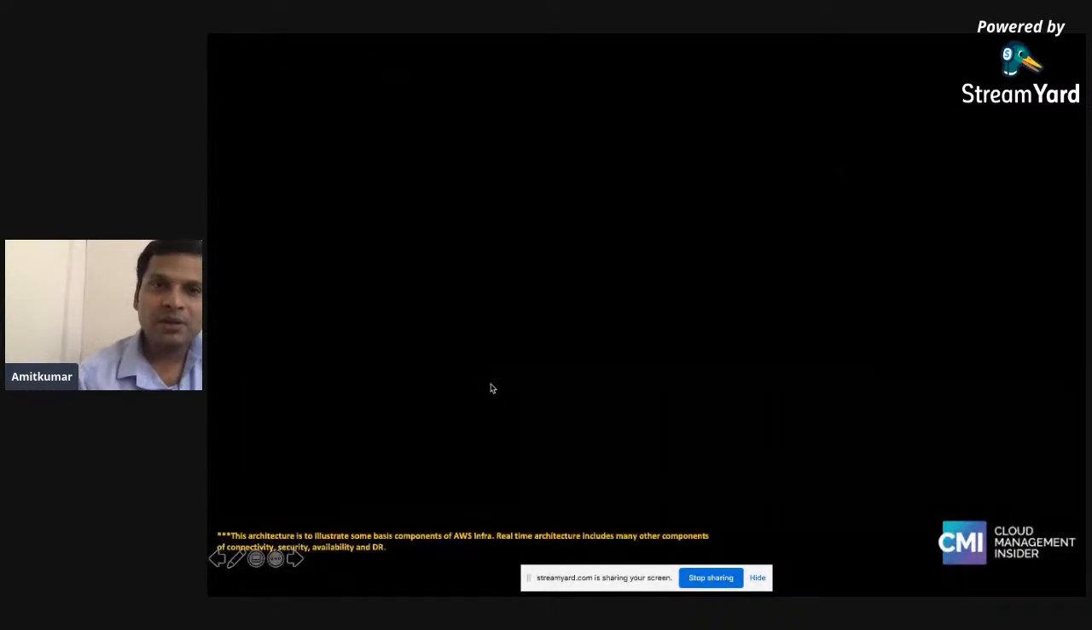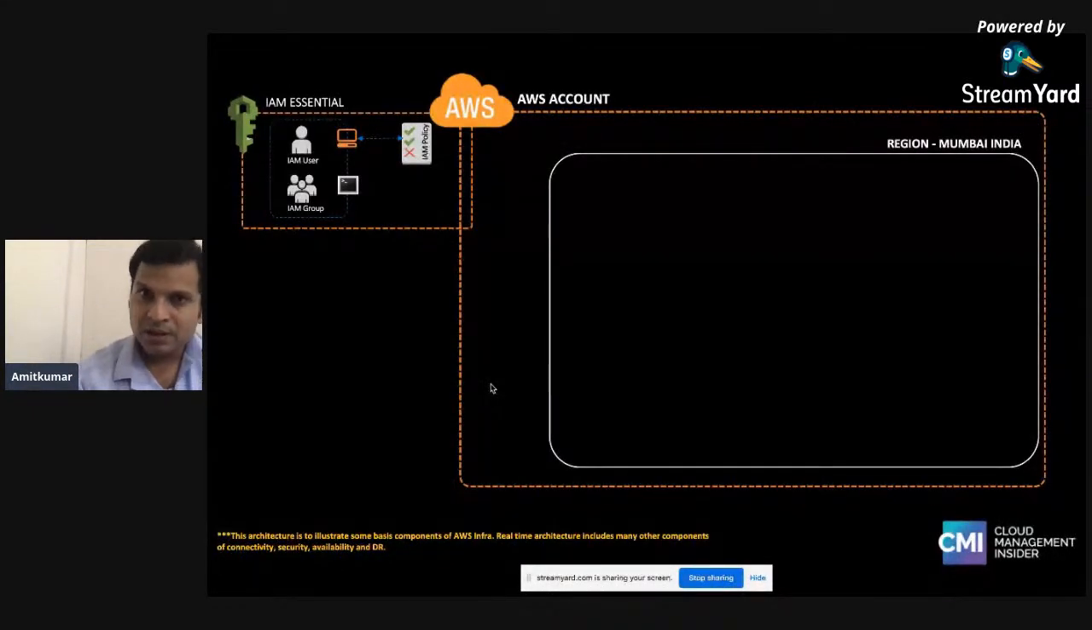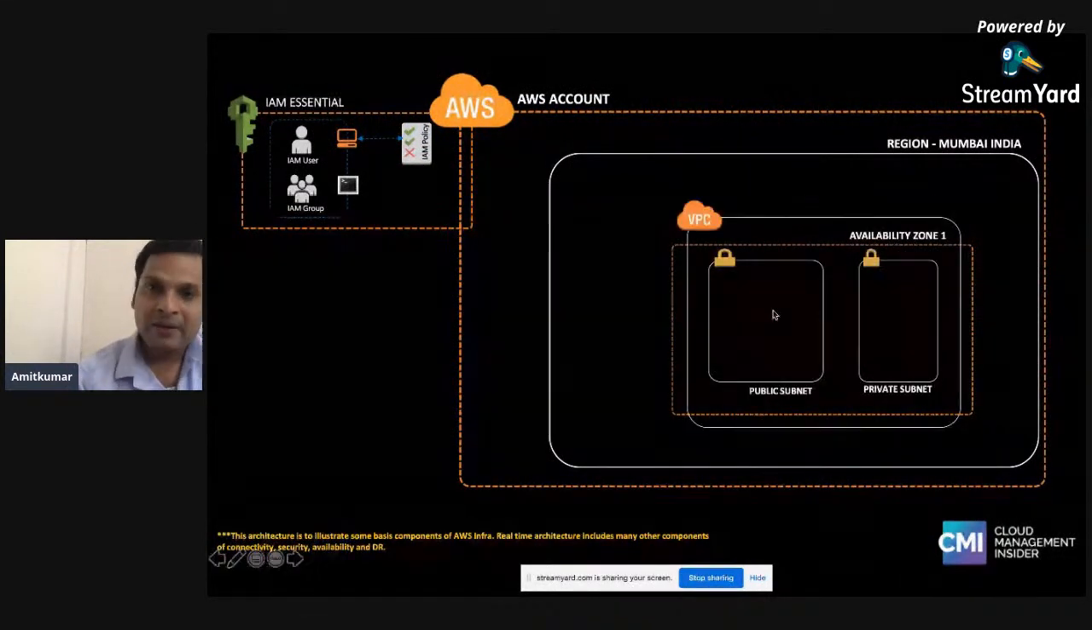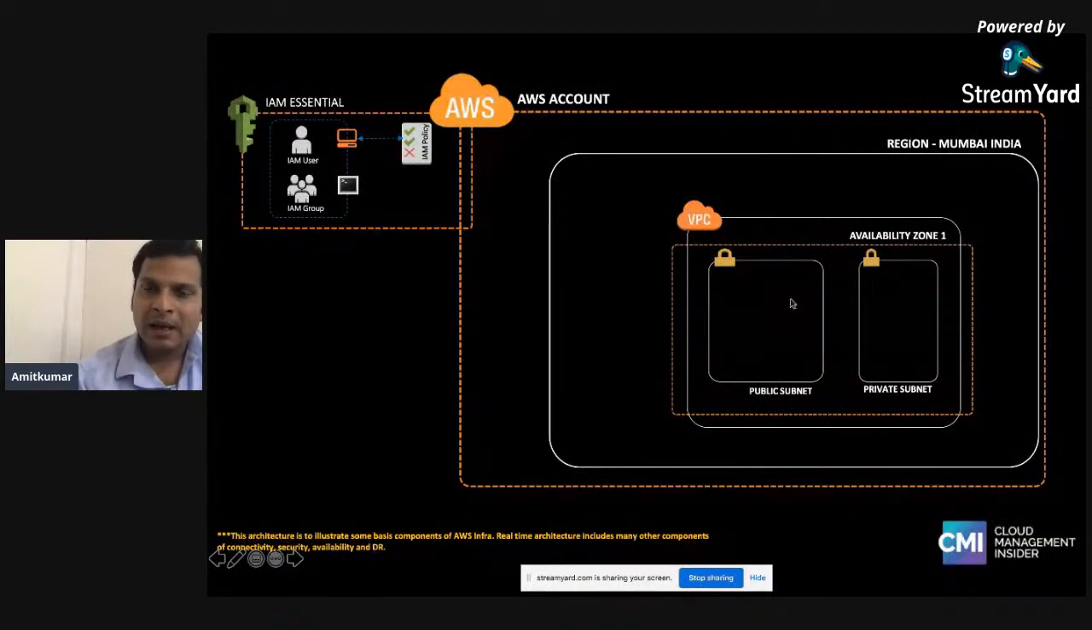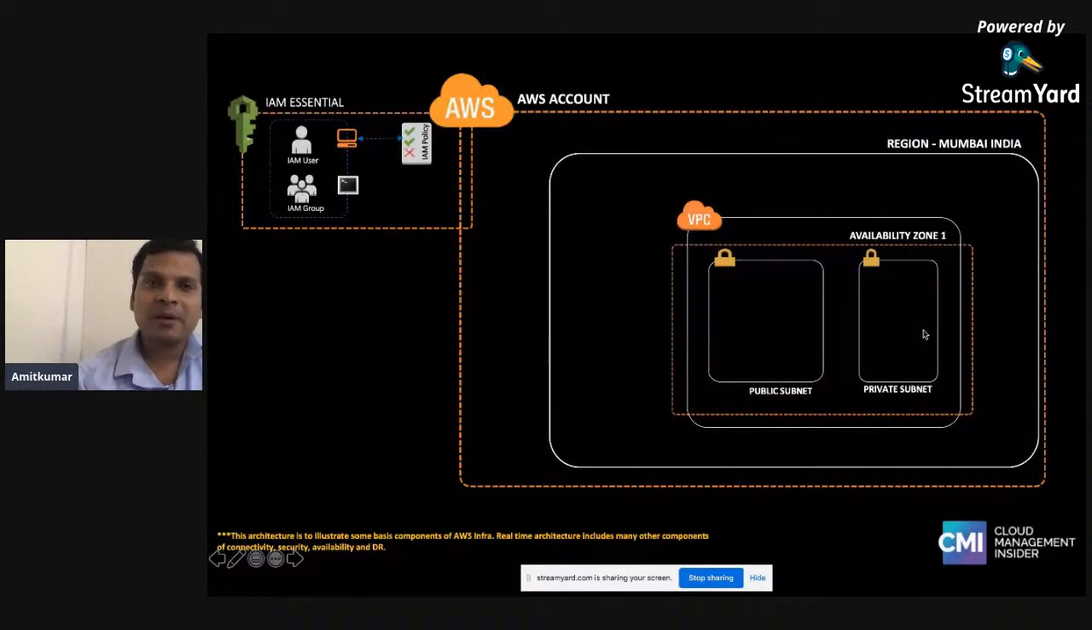So let's see where we have reached on the architectural front. We had constructed our account, IAM credentials. We chose a region. We chose an availability zone. And now I have created a network, VPC, and I have chosen to have my public subnet and private subnet in the same availability zone. I can also have this in different availability zones, but just to make it simple, I have chosen a single availability zone with two subnets. The public subnet is where my internet facing server will be placed, and the private subnet is where my database or my critical information application server would be hosted.